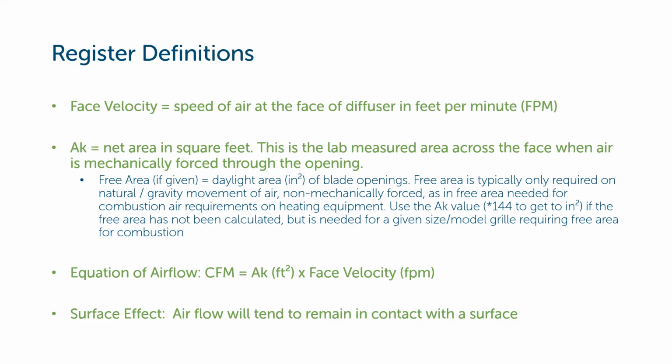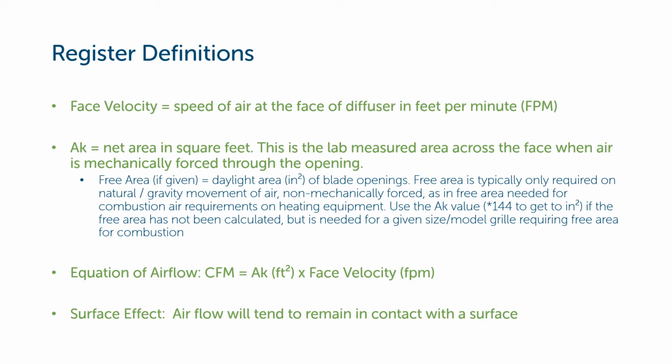Let's talk about some register definitions because that'll help us design properly. The face velocity is the speed of air as it hits the face of the register in feet per minute. That matters. We'll see that come up. The area is defined as the AK, which is the free area in square feet. Now remember, if we're using the area of a register for a combustion air louver, that's in square inches. So we would need to convert that if we're going to use this AK number for that purpose. But for the purposes of designing registers, we use square feet.